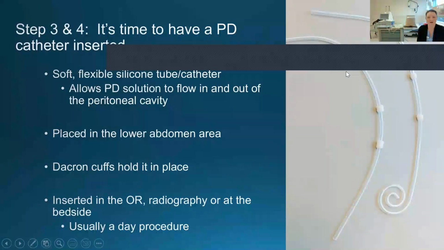So steps 3 and 4, it's time to have a PD catheter inserted. So a PD catheter is a soft, flexible silicone tube catheter, which allows PD solution to flow in and out of the peritoneal cavity. And I'll just show you an example of a PD catheter.